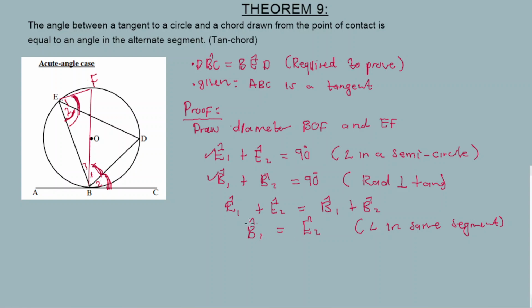Therefore, since B1 is equal to E2, from this equation these two cancel because they are equal. So E1 equals B2. These two cancel because when I transpose B1 to this side it cancels this E2, since they are equal, or when I take E2 and transpose it to the other side, it cancels like this, because they both change signs.